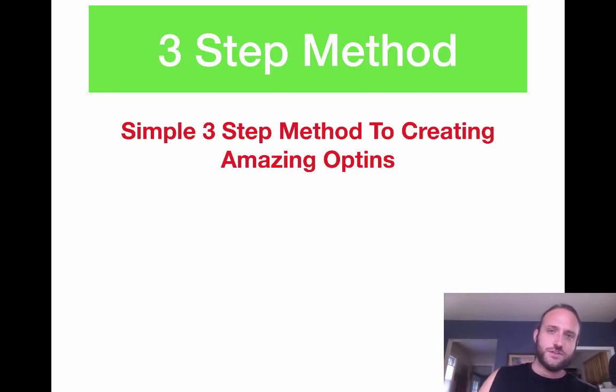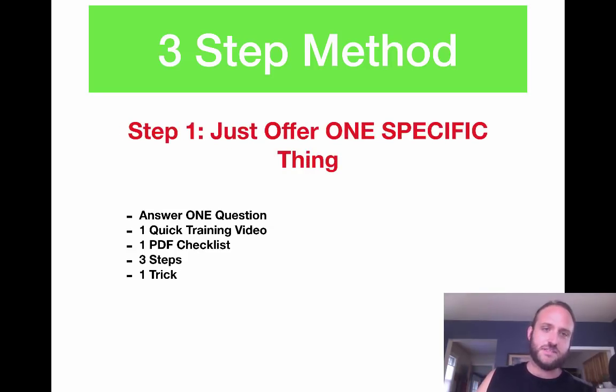So I'm going to show you this 3-step method to creating amazing opt-ins. The first step is to just offer one specific thing. This is a problem that I had, that most people have when they make their opt-ins. They try to do too much. They try to cover too many things, you know, the 11 steps. Actually, you're going to see in my opt-in, I do bend this rule slightly, but I'll tell you how I did that, and it still works.